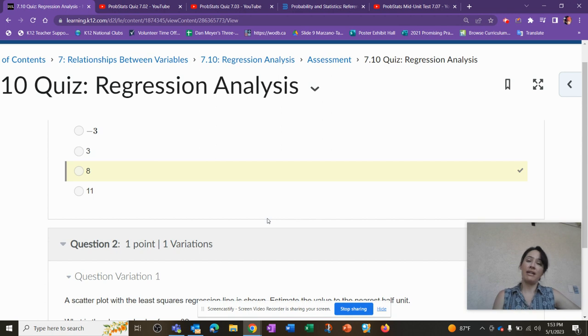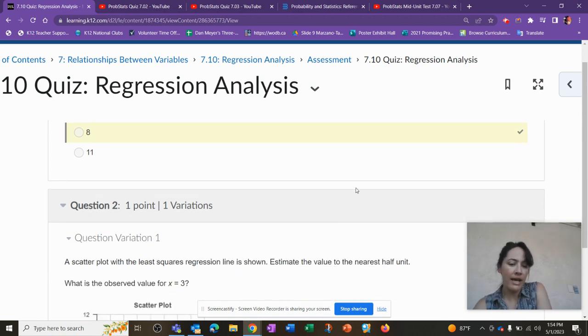Feels like a very big difference, 8 to 3. And you'd have to really think about what your data actually was. They're just telling you X and Y, explanatory, response, okay? Scatter plot with the least squares regression line is shown. Estimate the value to the nearest half unit. What is the observed value for x equals 3?